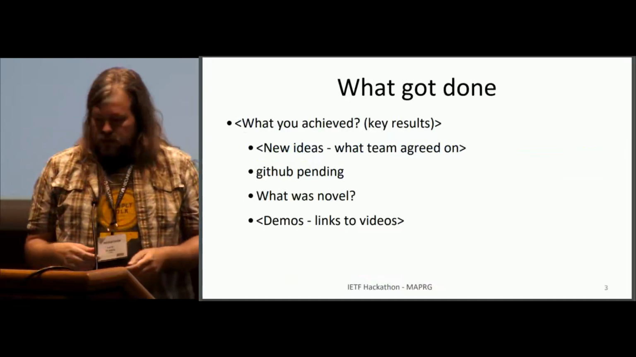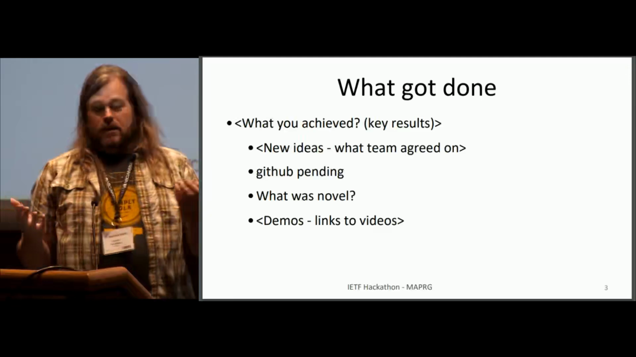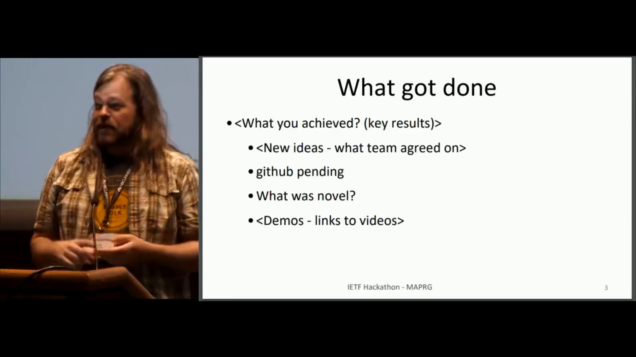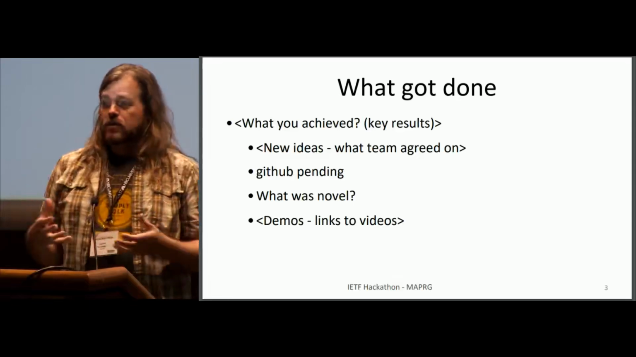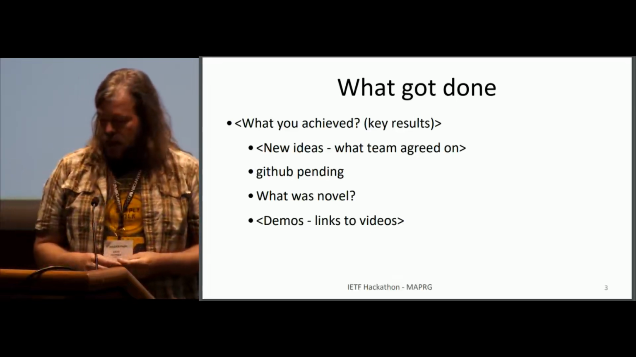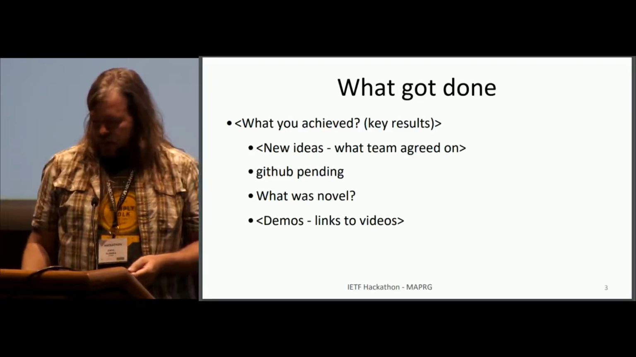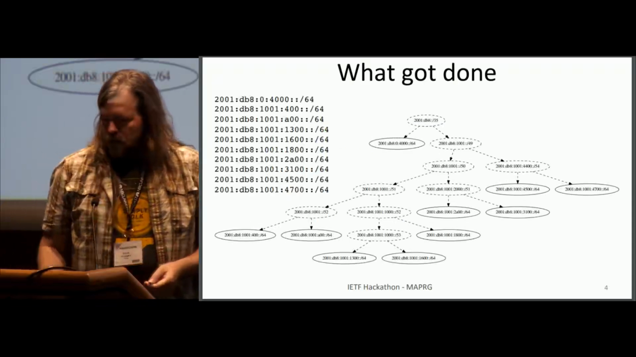So, what were the new ideas, and what did the team agree on? Well, the team, it turns out today, was just me, so we agreed on everything, and we agreed to use the Aguri tree, and we agreed that this partitioning problem could be solved by making portions of the tree immutable. So that's the novel design idea in a Patricia tree. The GitHub upload is pending, and I'll just show you exactly what it was, because we managed to get it done in just a day. So, what we got done.